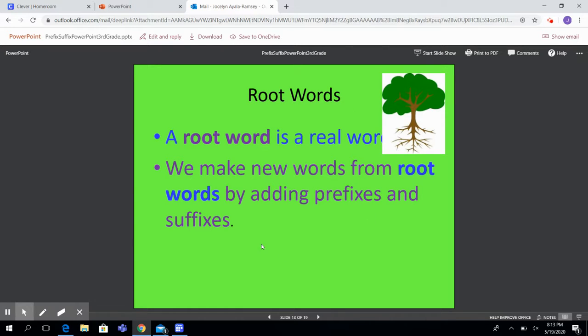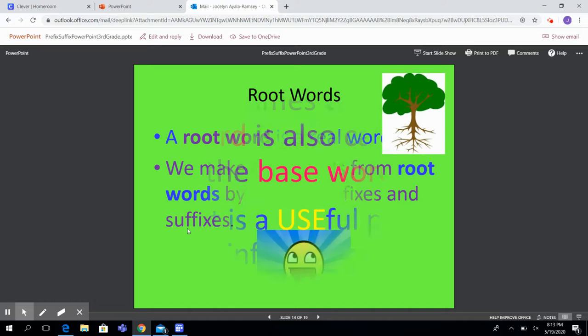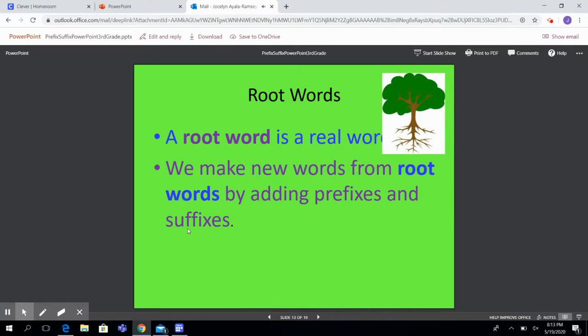So going into further detail, a root word is a real word. It is a word that can stand on its own. So we make new words from root words by adding a prefix at the beginning and a suffix, which comes at the end of a root word. And actually, I'm going to go back to this slide. So if I had the word under, un would normally be a prefix, but der is not a word. So that would not be a prefix because since der is not a word, that can't be the root word. A root word has to be a word that can stand on its own.